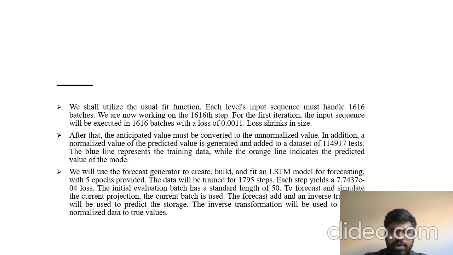Usually, we have an LSTM model for forecasting with 5 epochs provided, and it's trained for 1795 steps. Each step yields a 7.7437 loss. And the evaluation batch has a length of 50.